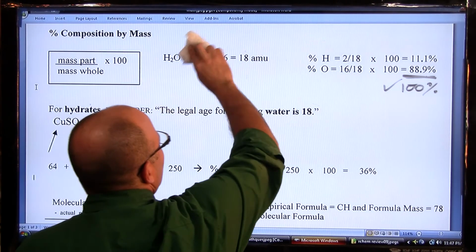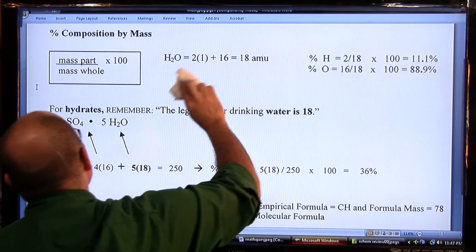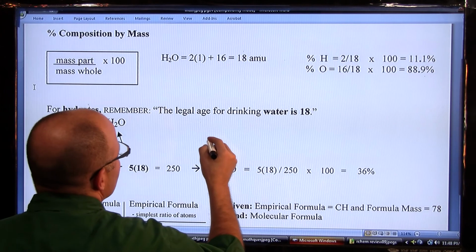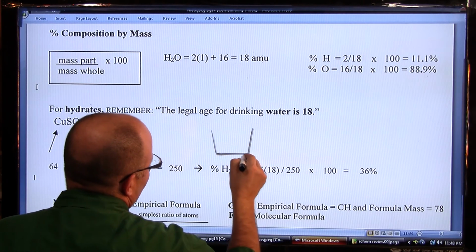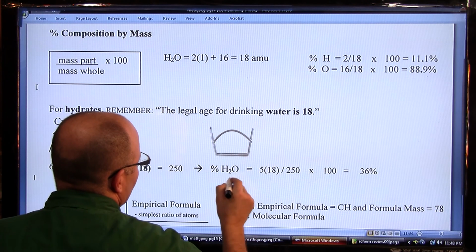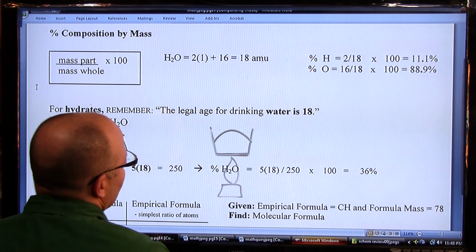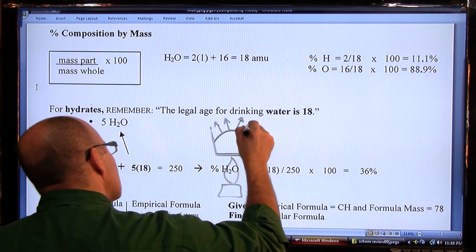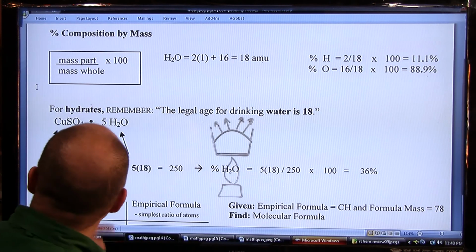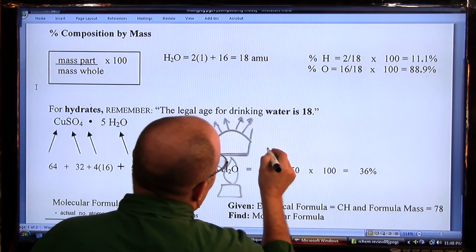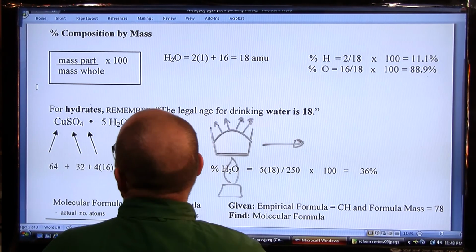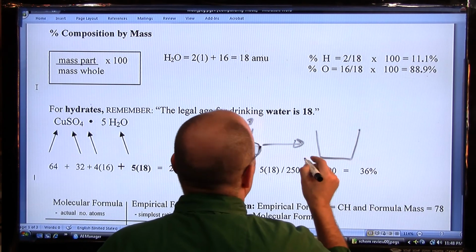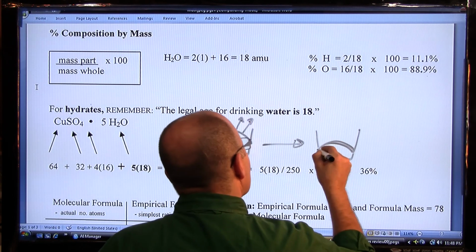Now, you may have done something like this, in fact you should have, in lab, where you heat the copper sulfate pentahydrate in a crucible. Put a little fire under that. And then what happens is that the heat energy breaks the bonds that hold the water molecules to the copper sulfate. And we go from a hydrate to an anhydrous salt. So what you end up with clearly weighs less.